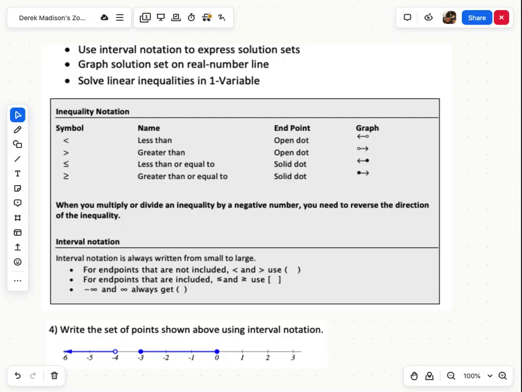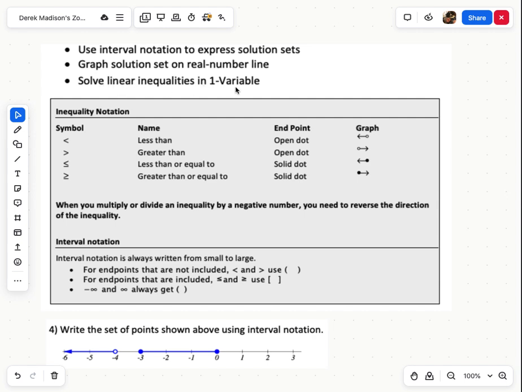Hey everyone, so this section is going to be about solving inequalities and using interval notation and then graphing on a number line. So the first topic we're going to look at is using interval notation to express solution sets and then using a number line to graph solution sets. Those two kind of go together. And then after that we'll solve linear inequalities in one variable.